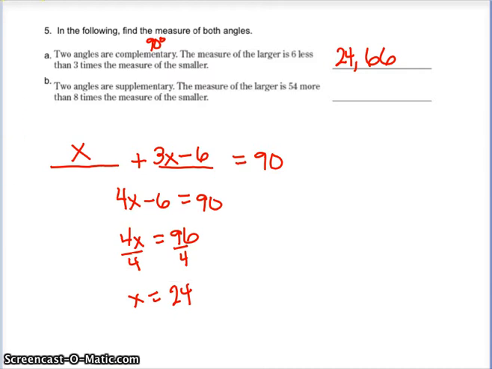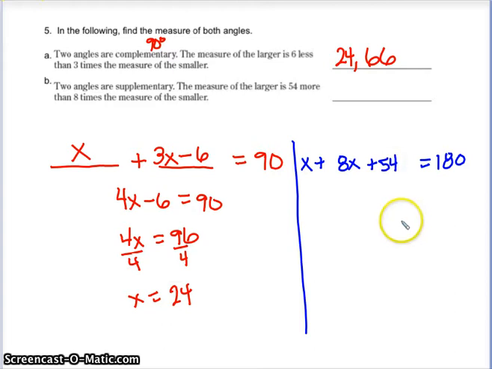All right, you guys try part B. Pause the video and then check your answer. Okay, for part B, two angles are supplementary, so I know they're going to equal 180. The measure of the larger is 54 more than 8 times the smaller, so let's go ahead and call the smaller x, and the larger is going to be 8x plus 54.